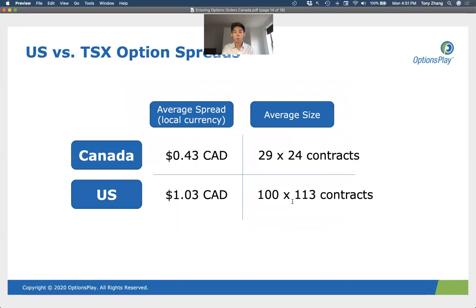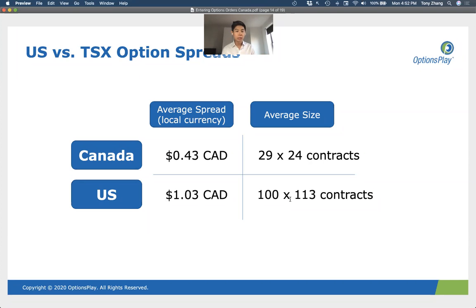Now, the other thing I hope to shed some light on: I get a lot of comments from Canadian investors saying that the US markets are more liquid. When I first started this partnership with TSX back in 2016, on the surface we kind of took that at face value. We said, yeah, we know that the Canadian markets are a little wider, but we knew that some of the names were more liquid in Canada, specifically the banks and some of the energy stocks.